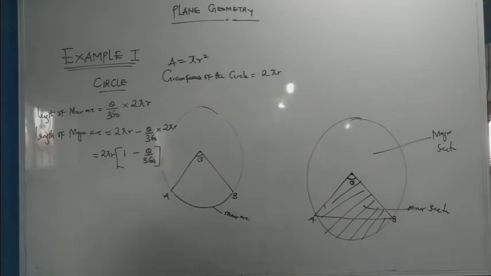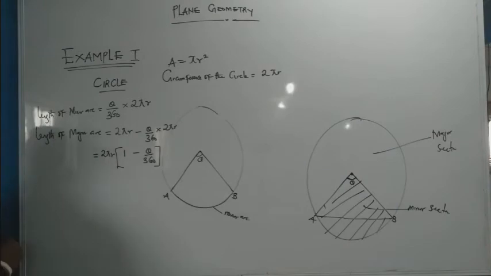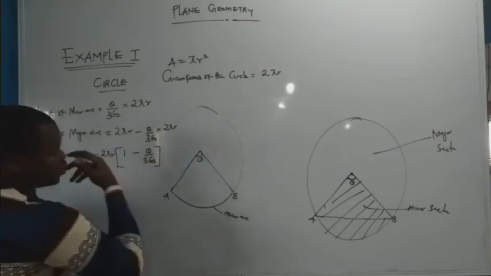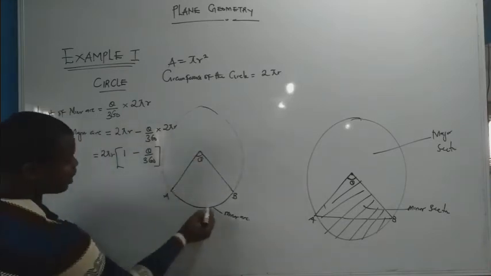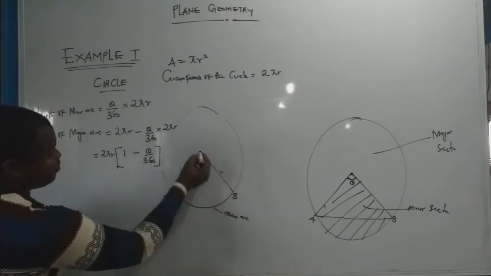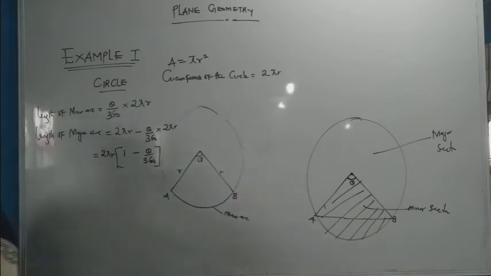Is that clear? Alright, the next one is a sector. So this is a sector. If you are asked to calculate the area of a sector, this is a sector, this is just an arc. From here to here is a radius, from here to here is a radius. So this is an arc. Then asked to calculate the area of the sector. Is that clear? What do you do?